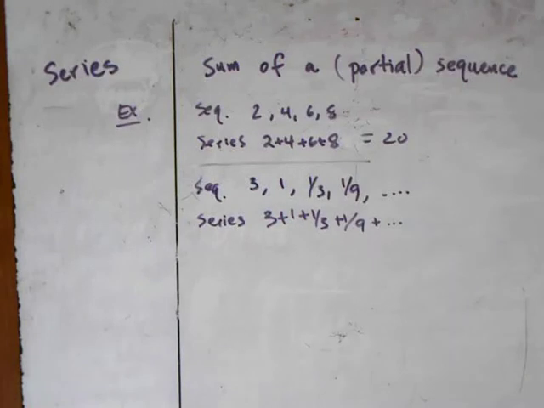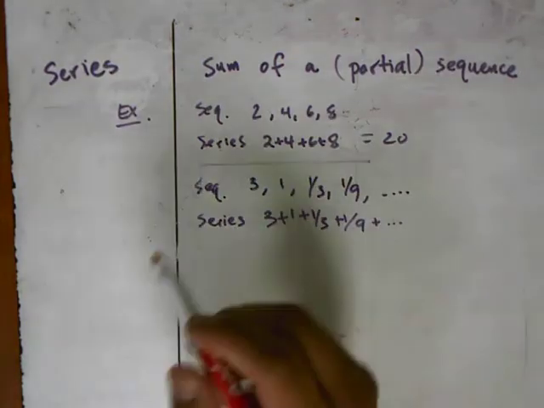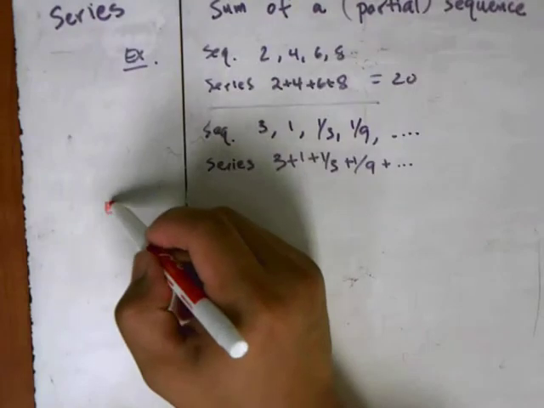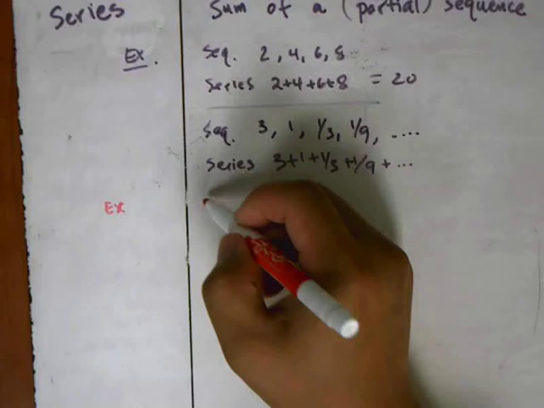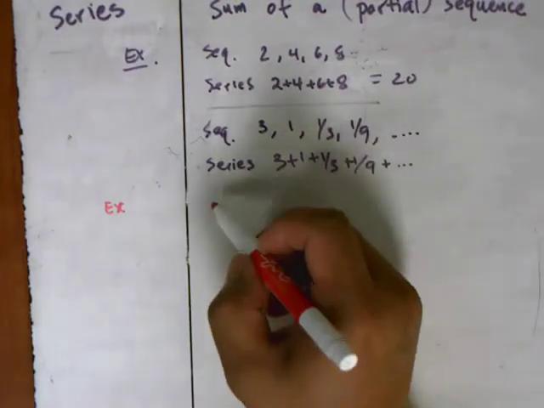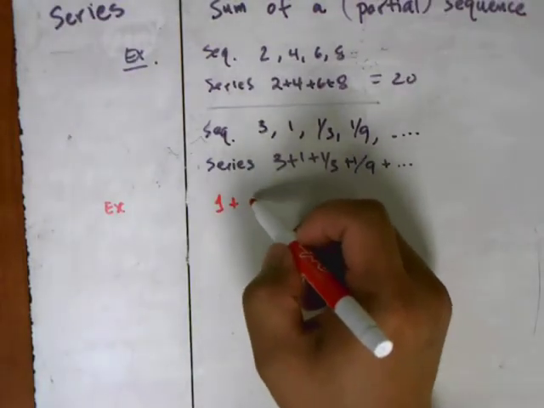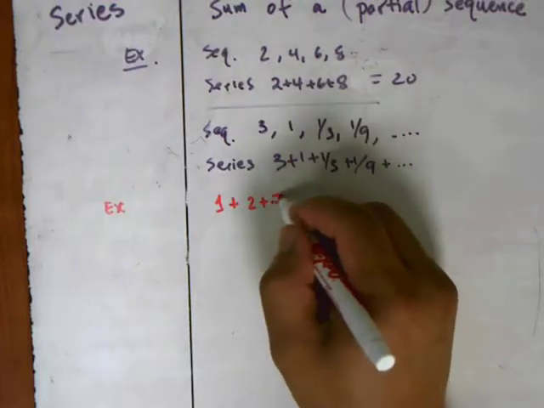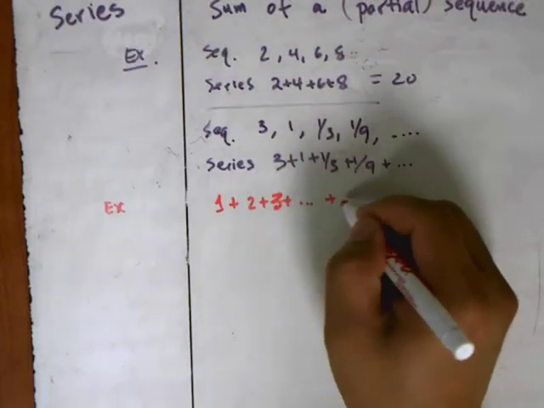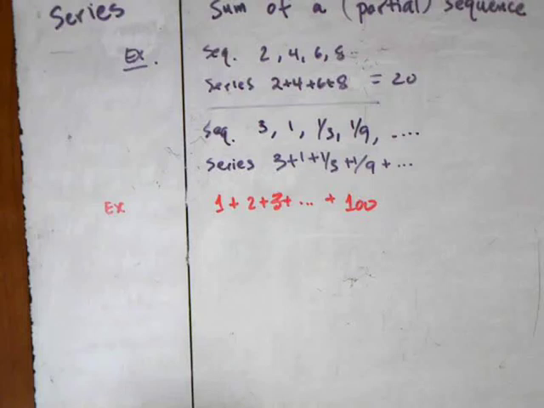So let's look at an example now. This problem asks us to find the sum of the first 100 integers. In other words, what's the sum of this series? 1 plus 2 plus 3 plus dot dot dot all the way up to 100. Okay, so I take all the numbers from 1 to 100 and I add them up.